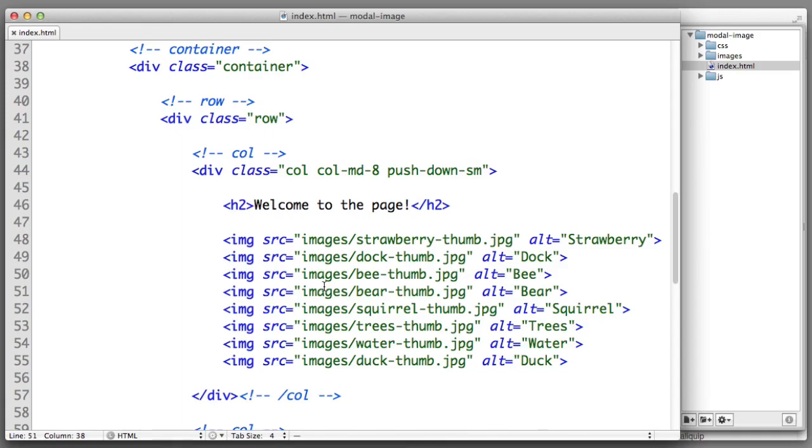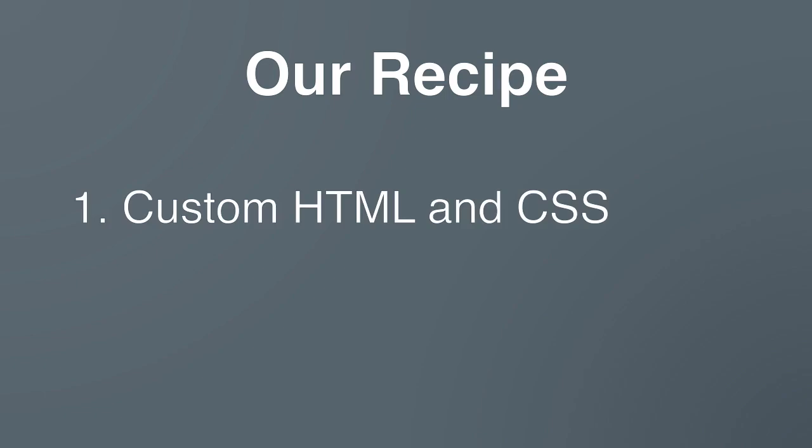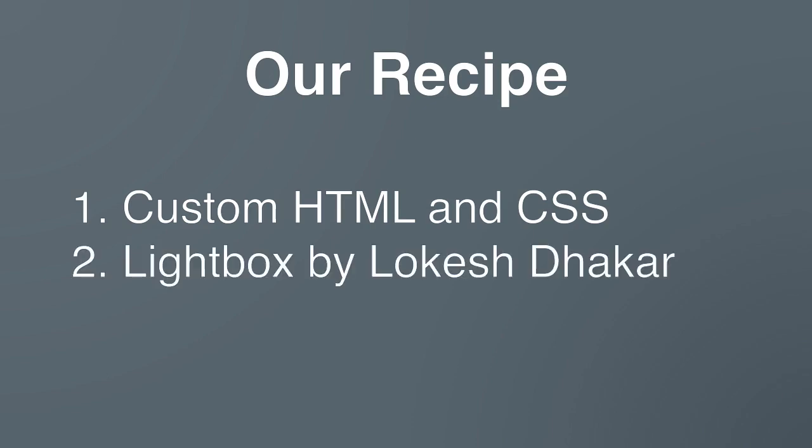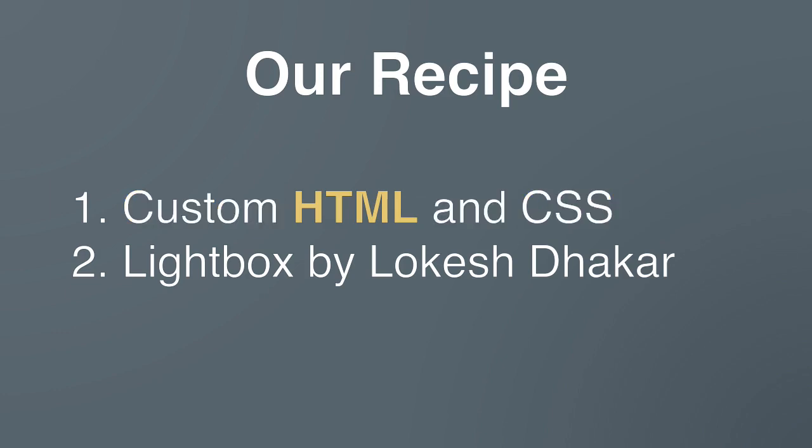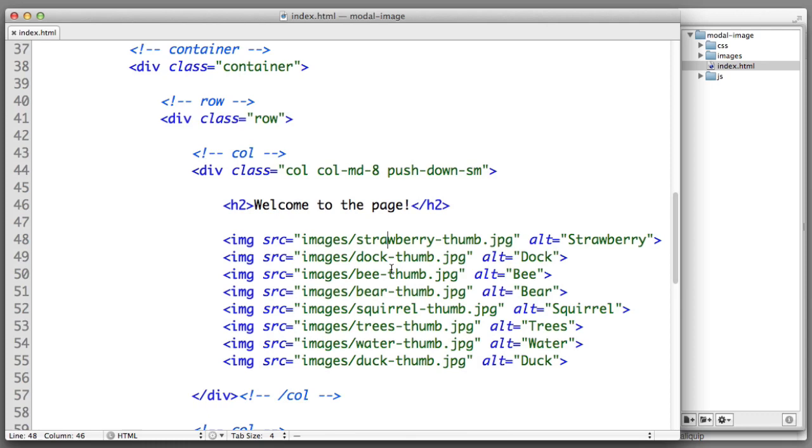Now very quickly, let's review our recipe for creating this gallery. There are 2 ingredients. Number 1 is a bit of custom HTML and CSS, which we can write on our own, no problem. And number 2 is a pre-existing JavaScript solution named Lightbox, which is created by the talented Lokesh Dhakar. So let's begin with the first ingredient, the custom HTML and CSS, and in particular, let's start with the HTML.